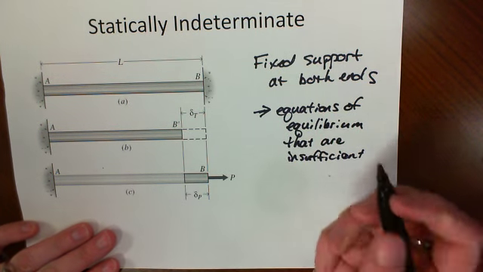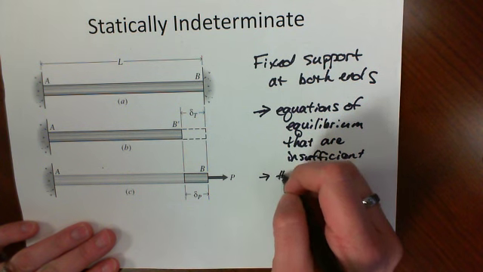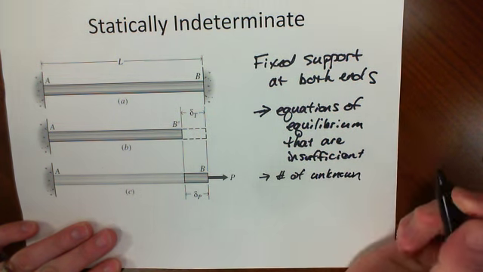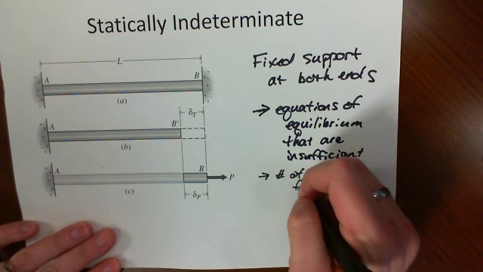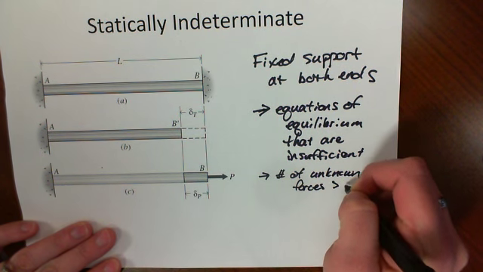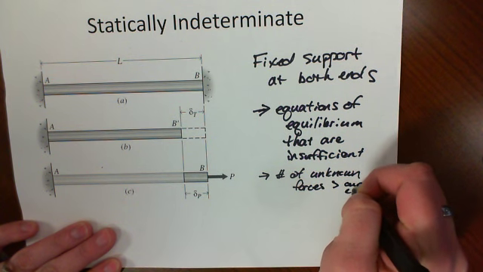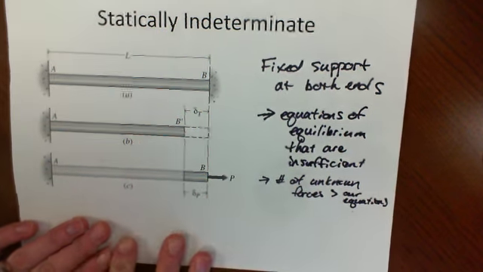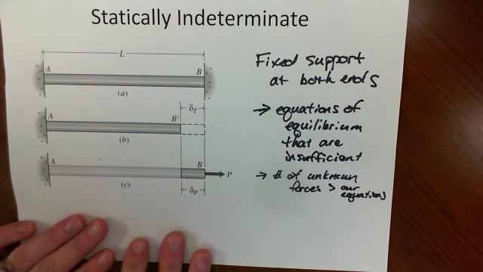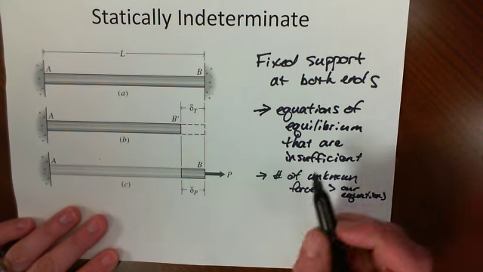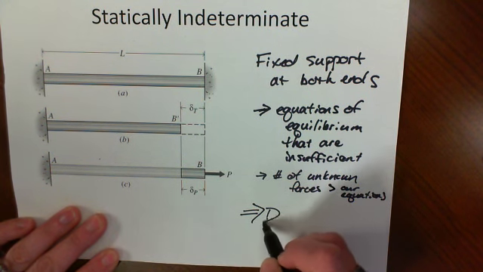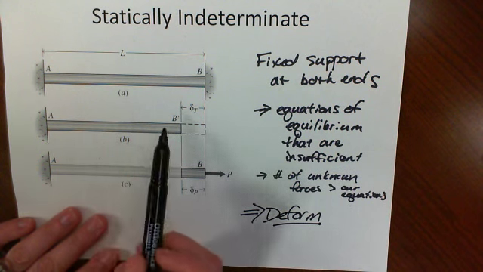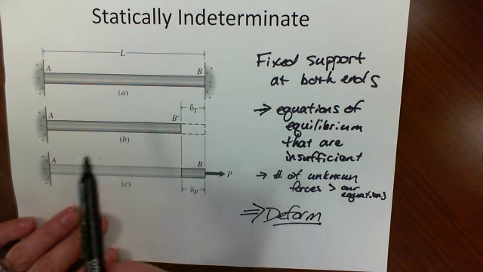This is because our number of unknown forces is greater than our equations. So what are we going to use then to come up with an additional equation to be able to solve these problems? Deformation equations, because we know here that the total deformation is going to have to equal 0.